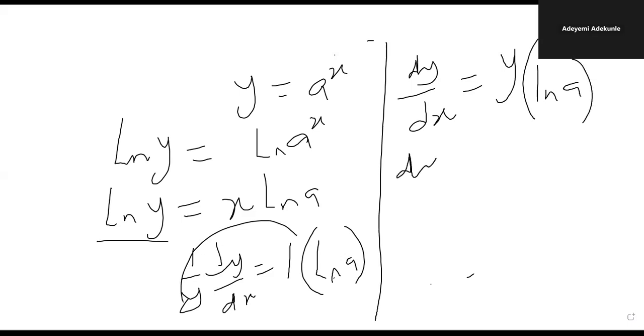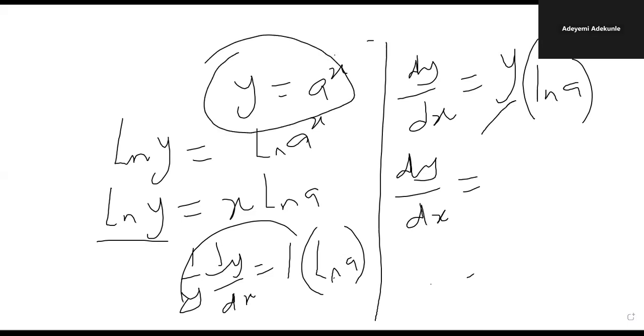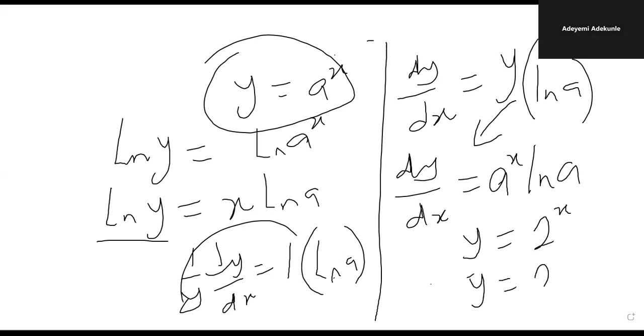But we don't want to say anything related to y in our answer. We'll replace it. What is y? y itself is a raised to power x. So instead of writing this particular y, we can write it as a raised to power x ln a. What am I trying to say? If you are given y equals 2 raised to power x, automatically your dy dx should be equal to 2 raised to power x ln 2. And don't forget, ln 2 is also the same as what? Log 2 base e.